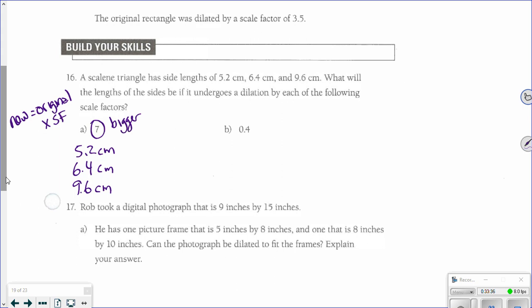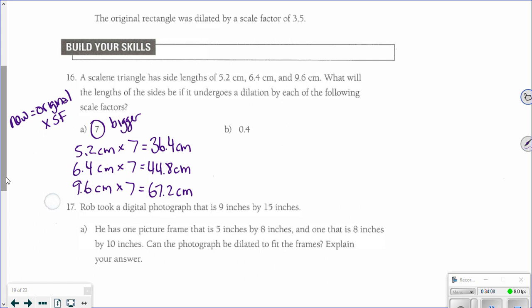And I'm going to times them by my scale factor, so 7 times 7 times 7. When I do this, I get 36.4 centimeters, 44.8 centimeters, and 67.2 centimeters. Those are the dimensions of my dilation, or my enlarged image.